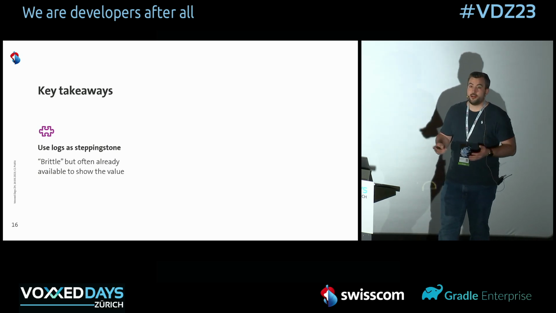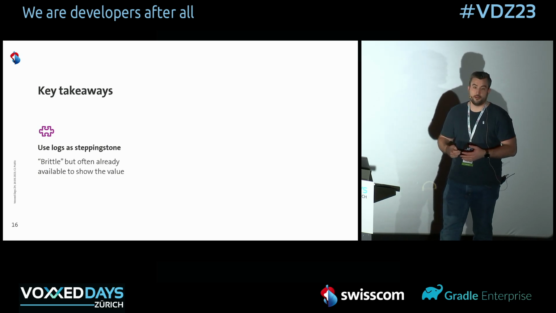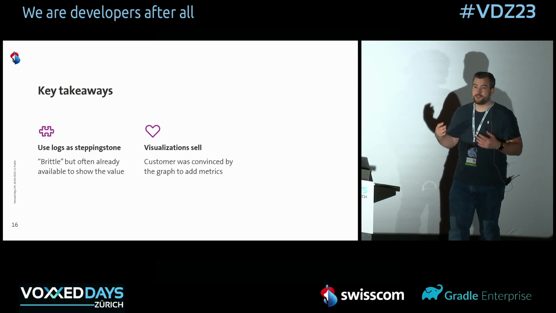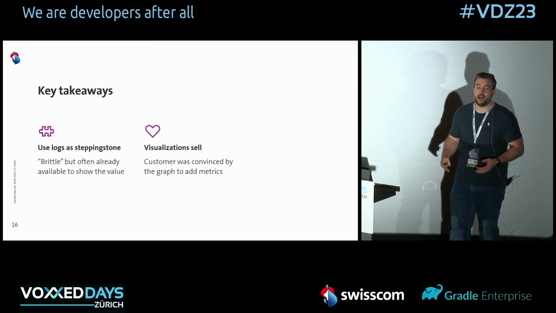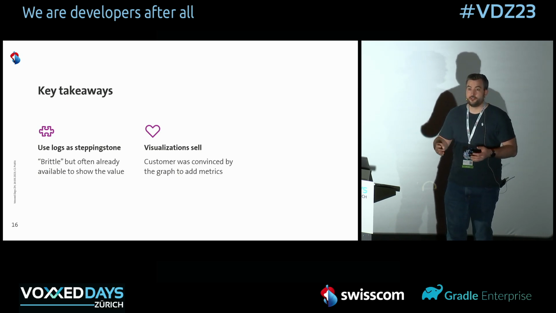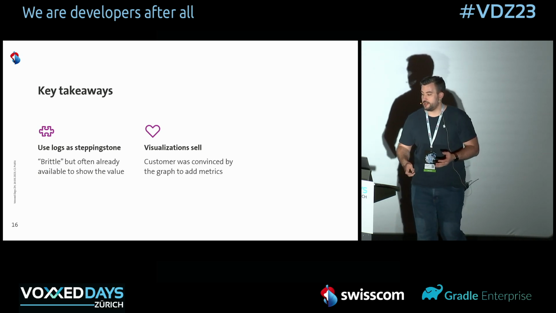So they are a good intermediate solution that you can build on. And they actually sell. Demonstrating this small increment of value helped us to convince the customer: hey, look, this is really good. You should instrument your application to make this more stable and also add more value with business metrics, right? You can use those to sell.